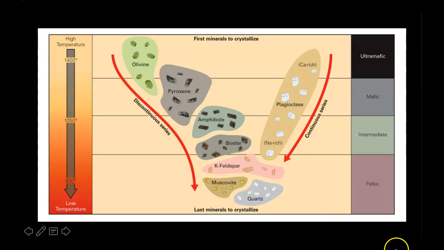On the left side is the discontinuous series, starting with the cooling and crystallizing of the very mafic mineral olivine, which has magnesium and iron in it as a cation, and the anion is the silica tetrahedra, silica group, anion group. Going to a pyroxene, an amphibole, a biotite, feldspar, muscovite, and then quartz would be the last thing to crystallize from the magma. So that's Bowen's reaction series, idealized order of crystallization and temperatures of a magma.